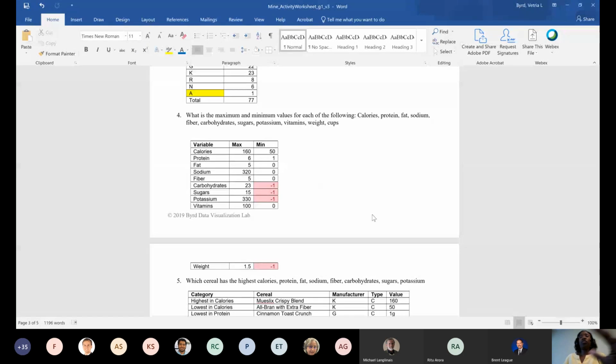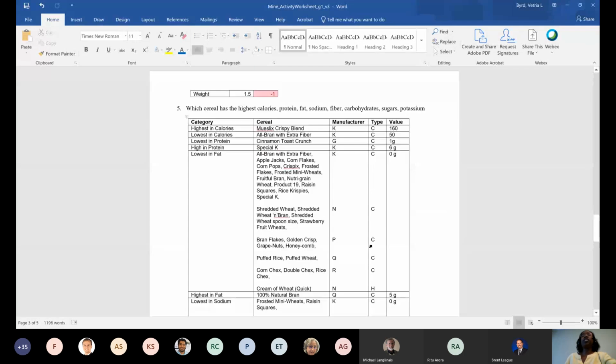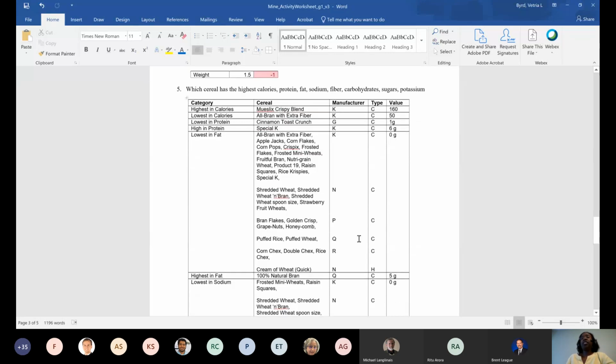Again, I'm just going to scroll down. Now this part was really interesting, because if you wanted to answer the question of which cereal has the highest calories, proteins, and all of that, I created this table. It allows me to see how many of them there are, first of all, and which has the lowest fat content, by which manufacturer. And so this is a table.